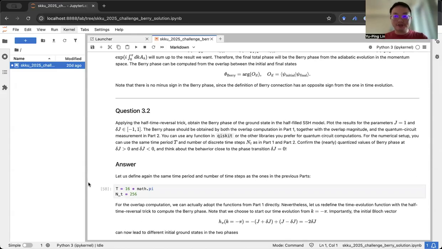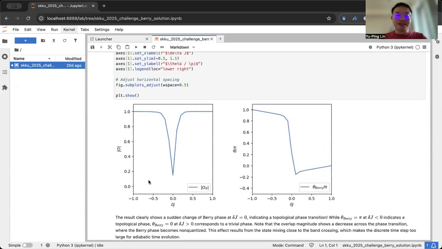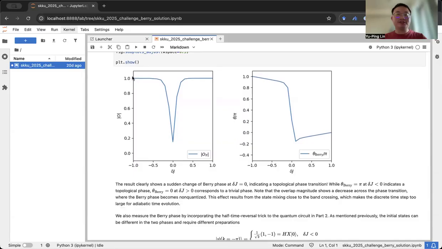Question 3.2 is to use this to measure the Berry phase at different values of delta J. The result is like this. For negative delta J and positive delta J, we can see that the overlap magnitude is essentially 1. Close to the phase transition, there is a significant drop. It is because the discrete time step we choose is not small enough, so that it is larger than the energy gap close to the phase transition, and the adiabatic theorem will fail in this kind of case. But the important point is that away from the phase transition, we still have an amplitude close to 1, so the adiabatic theorem is still very good.